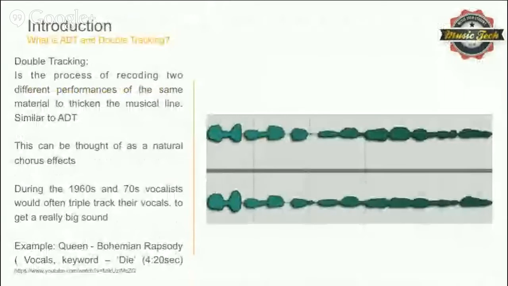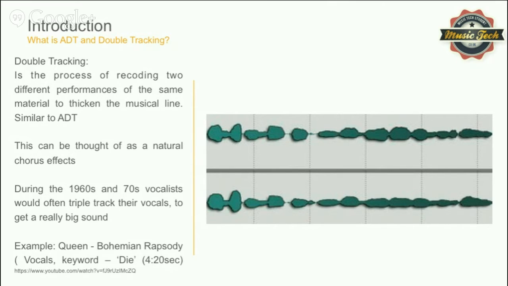Okay, so double tracking, the process this time is slightly different. With double tracking, the idea was to re-record the same track, but rather than automatically doing it, you had to get your singer or your guitarist or whatever to re-record that track again. This is a really good technique if you want to thicken up your sound and give that natural kind of chorusy effect, I guess.